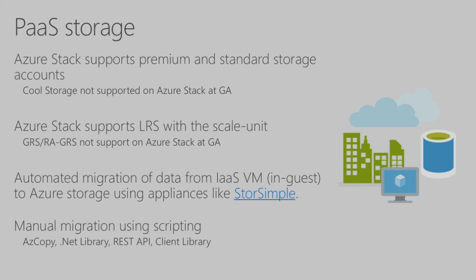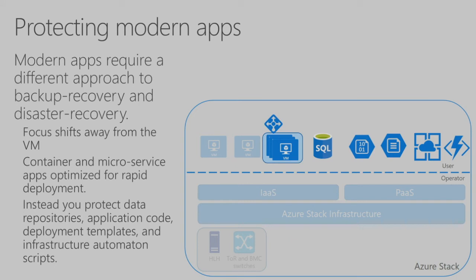If you want to do automated migration of data, let's say from the guest, you could use appliances like StorSimple. You can use NFS, iSCSI out into those appliances, push data that way. And then those can tier up to Azure because it's really done from the application space, not from the storage account perspective. You can also look at manual migration of data with AzCopy, the .NET library, REST and client and everything else. You could roll your own migration story. But really, this comes down to how are you going to protect those applications?